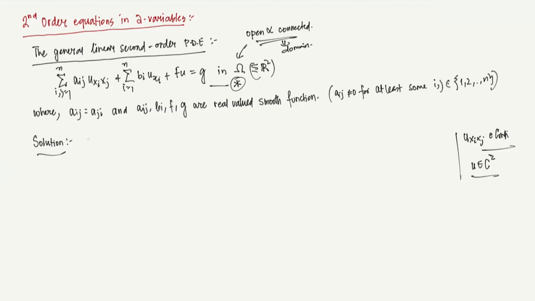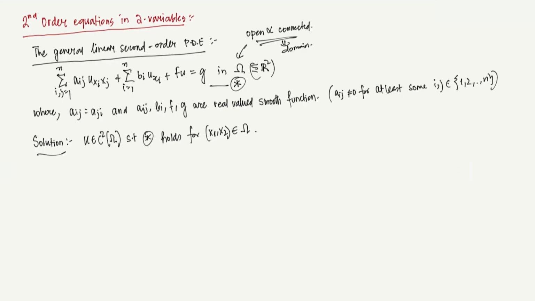Now let's look at the solution of it. What do I mean by a solution? Basically, we are looking for a u in C2 of omega, such that star holds for all x in omega. So basically, this star relation should hold for all x1, x2 in omega. If that happens, then we say this is a solution. So we are looking for a twice continuously differentiable function such that star holds for all x in omega, which is a subset of R2.